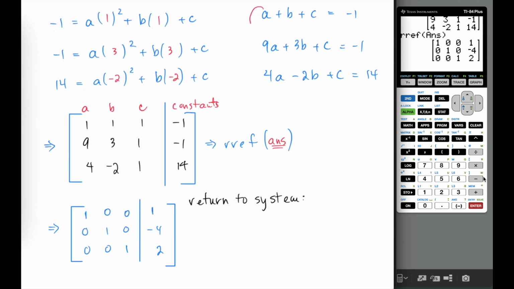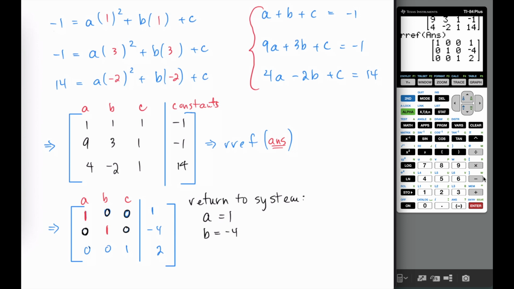But remember, the variables in the system were a, b, and c, not x, y, and z. So these are a, b, c columns. And when we return to the system, this first equation becomes 1 being the coefficient on a, 0 is the coefficient on b, 0 is the coefficient on c. And so this first row translates to a is equal to 1. The second row has a 0 coefficient on a, 0 coefficient on c, and this is going to then translate to just b is equal to negative 4.